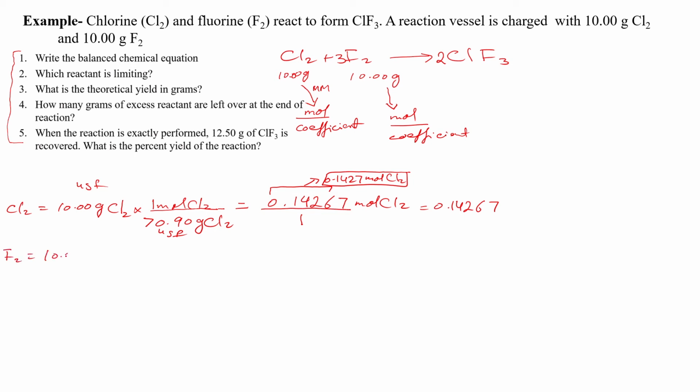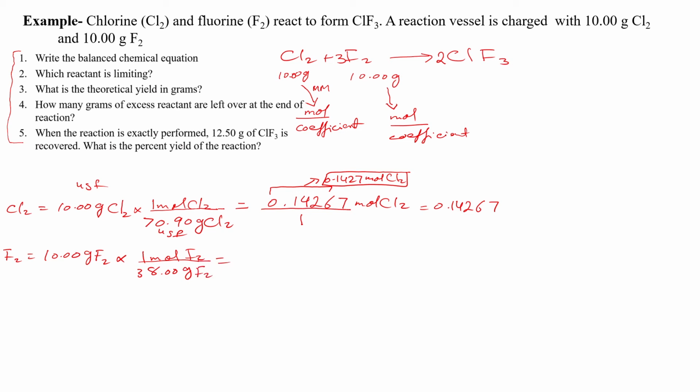Next, let's do this for fluorine. We have 10.00 grams of fluorine. Molar mass of fluorine: 1 F is 19 grams, so 2 Fs will be 19 times 2, 38. And I'm taking this molar mass from the periodic table.